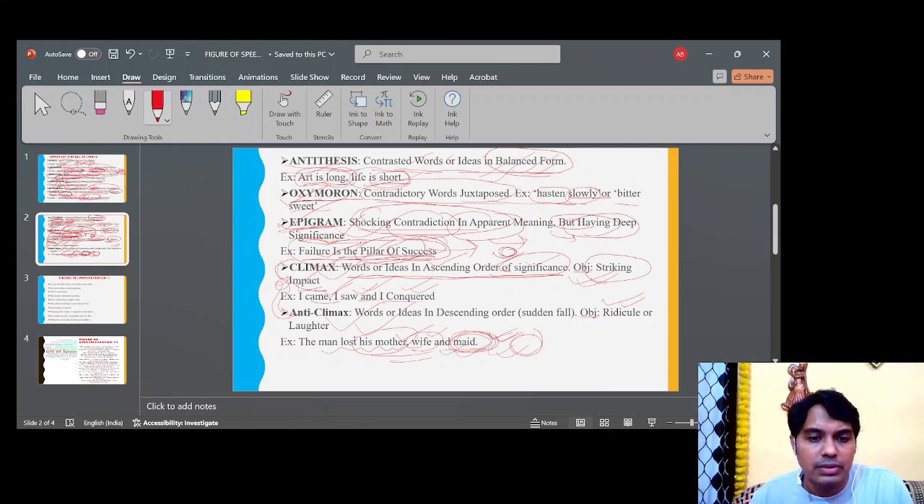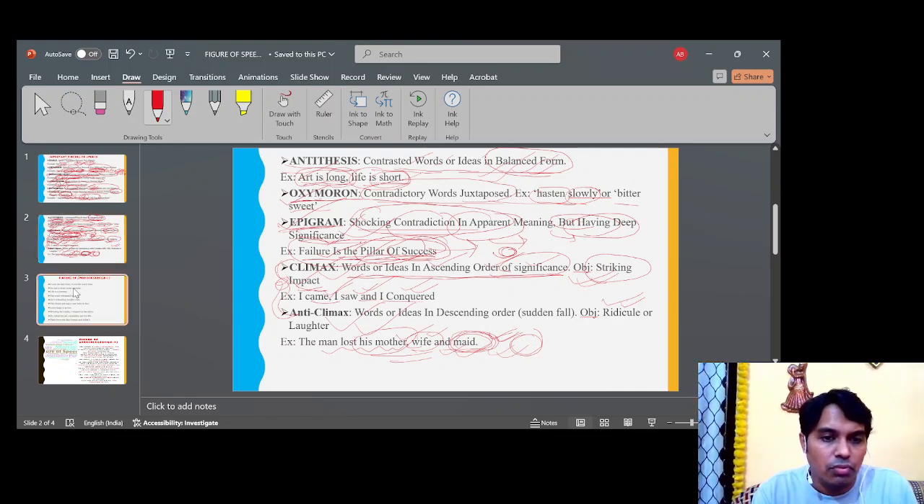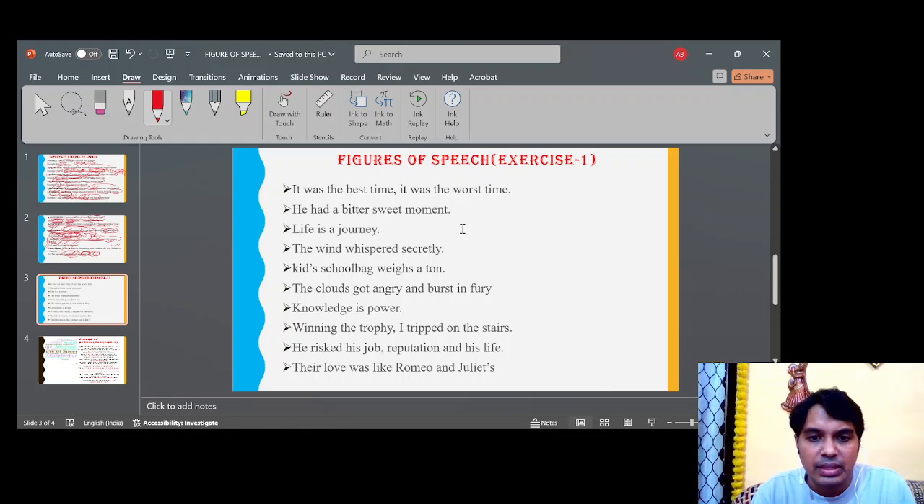I hope this part is clear. So we have covered almost more than 10 examples. Now let's come to the next slide. Next slide, what we are going to do, we are going to test our learning skills, what we have learned.